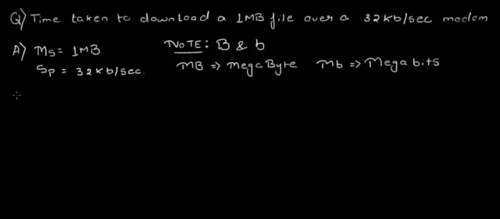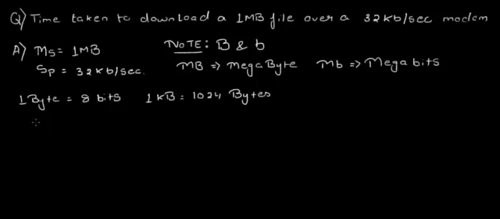Now we all know that 1 byte is equal to 8 bits and 1 kilobyte is equal to 1024 bytes. Using these conversion values, we can just convert the given data into unitary notations so that the problem is ideally reduced to a division problem.